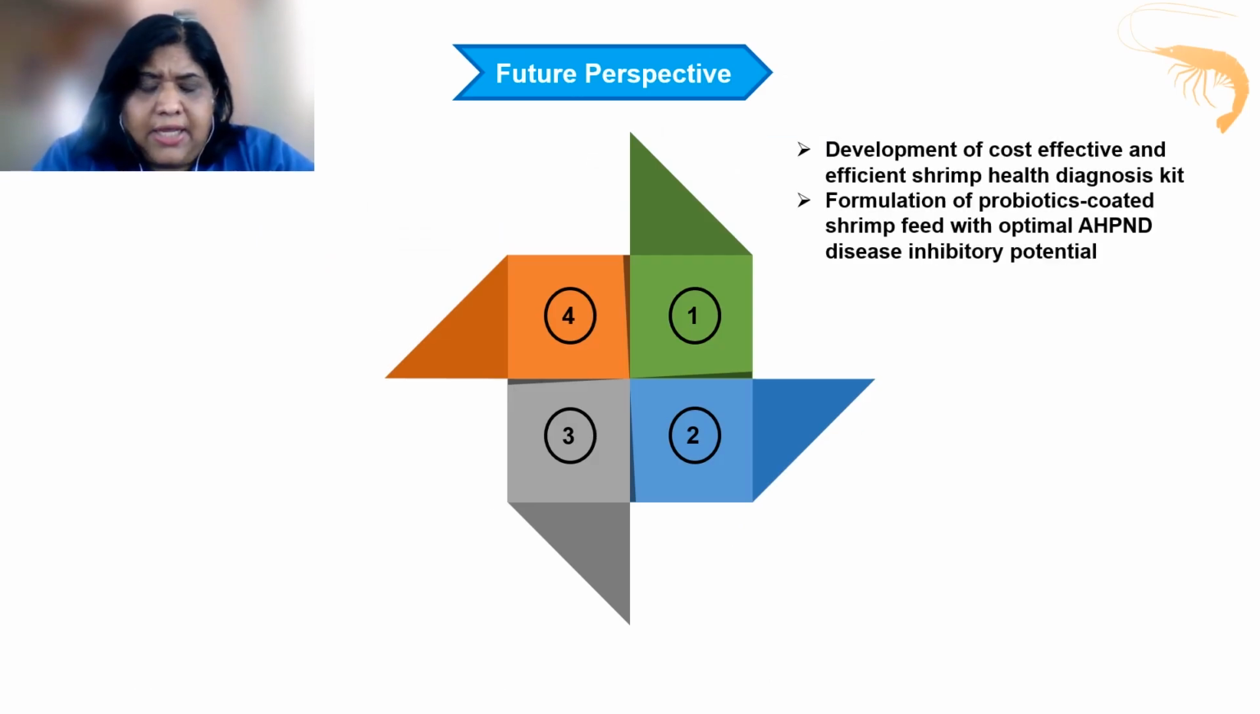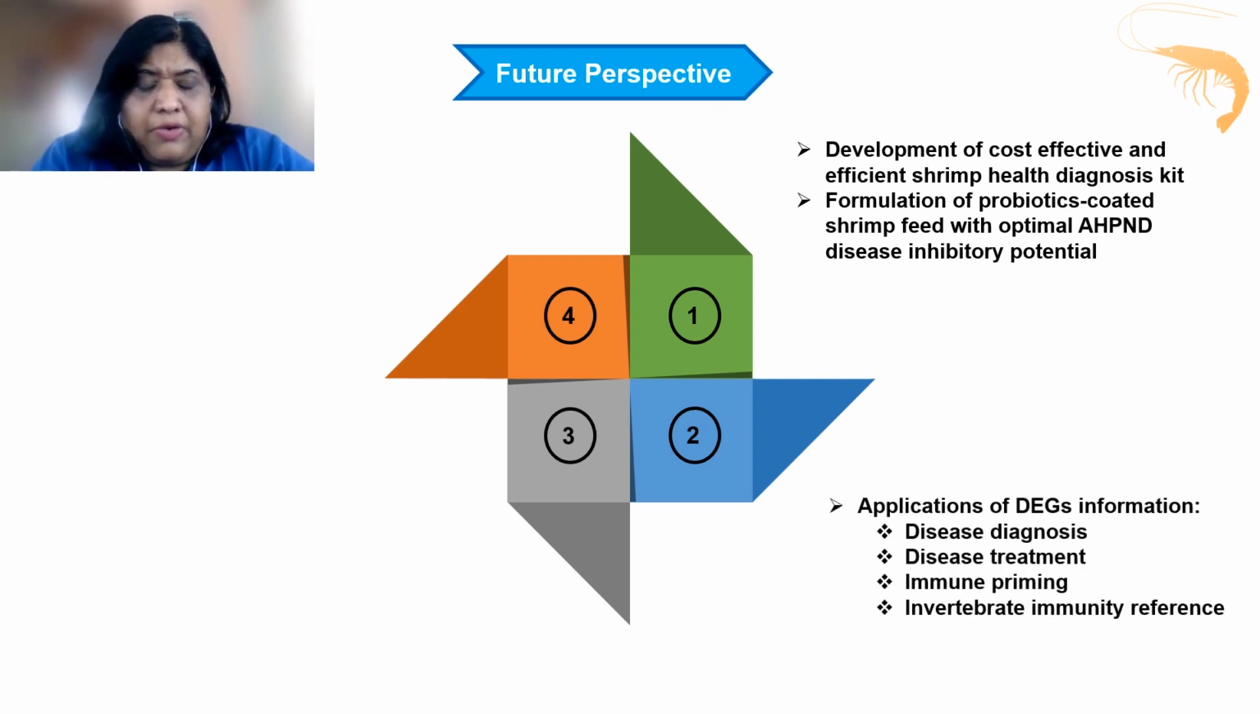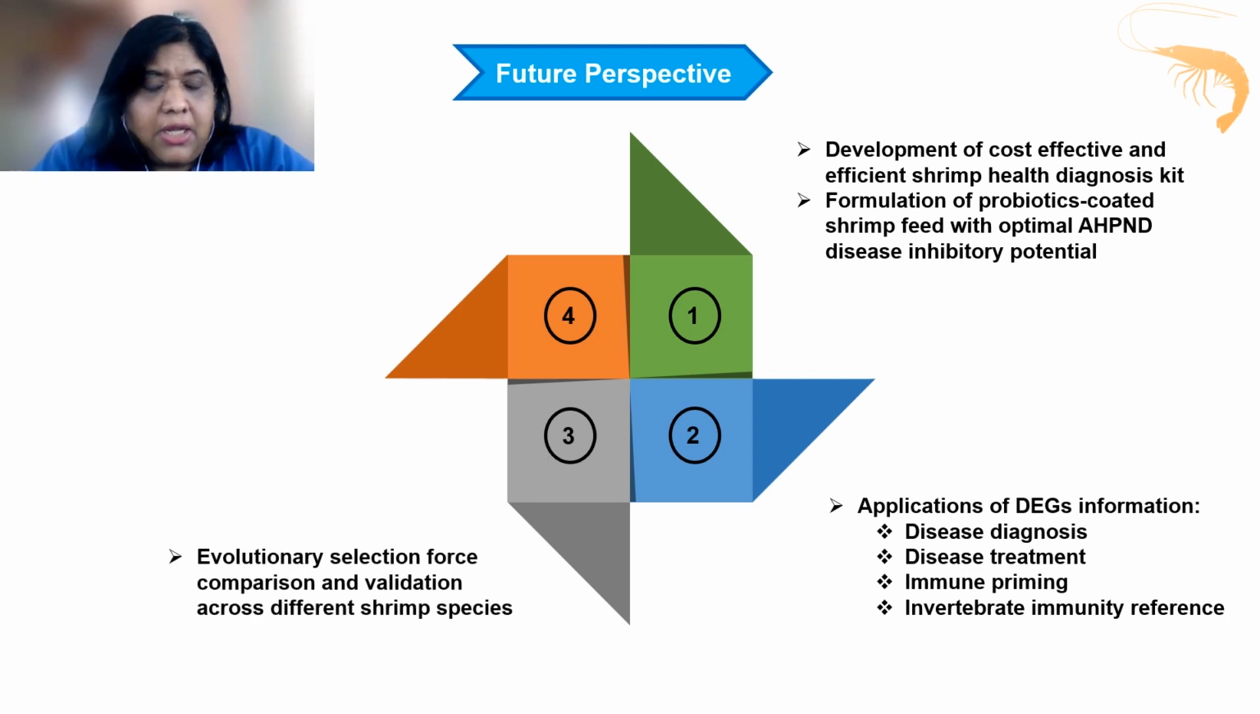So in this case, we just want to show that using genomics, we can develop a cost-effective and efficient shrimp health diagnostic kit. In that case, we can further develop probiotics-coated shrimp feed with optimal AHPND disease inhibitory potential. From the genomics application, we can use it for disease diagnosis, disease treatment, immune priming, and it can be used as a baseline for invertebrate immune references. On top of signature adaptation and survival, we can study selection force comparison and validation across different shrimp species from an evolutionary point of view.